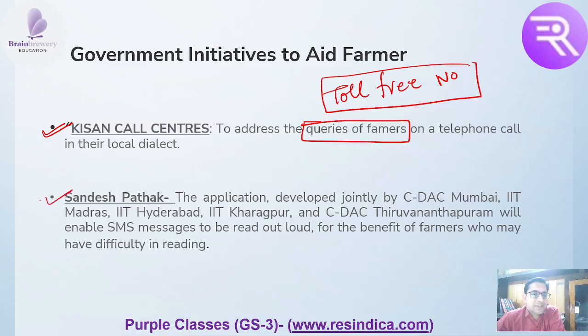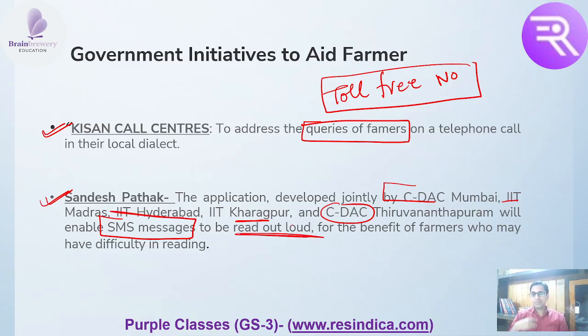Then we have Sandesh Pathak. Sandesh Pathak means sending messages. It has been developed jointly by CDAC Mumbai, IIT Madras, IIT Hyderabad, and IIT Kharagpur. These are SMS messages that will be sent and read out loud for those farmers who have difficulty in reading. So you do not have to read it. Automatically the SMS will be delivered, and once you open it, a voice message will be delivered to you.